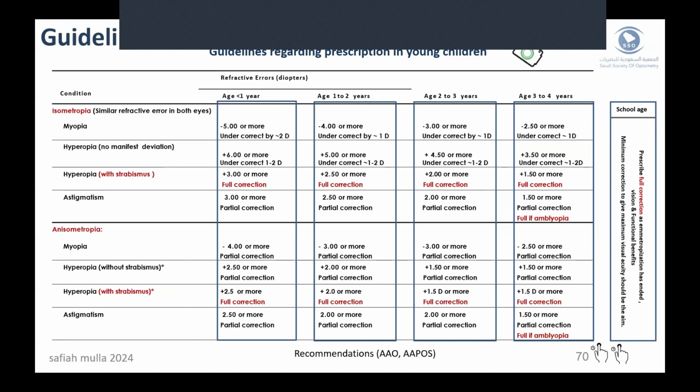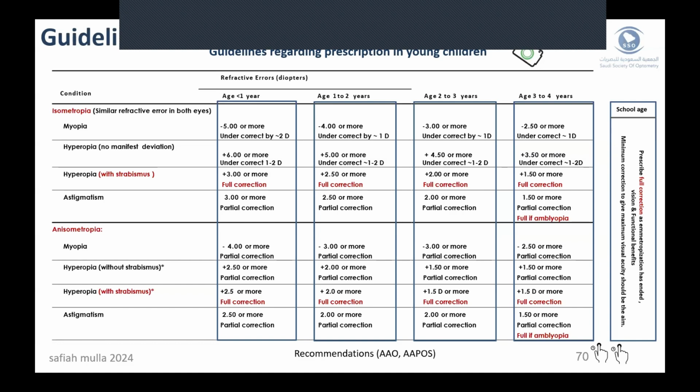And then I put also the recommendation of the undercorrection or full correction if you want, again in the slide. And you can see here with isometropia, the number for the correction will be high, so +6 or more for less than a year to correct. However, with anisometropia, the hyperopia without strabismus, it's going to be 2.5 or more. So anisometropia and strabismus are going to affect your decision for the correction of the refraction for the child.